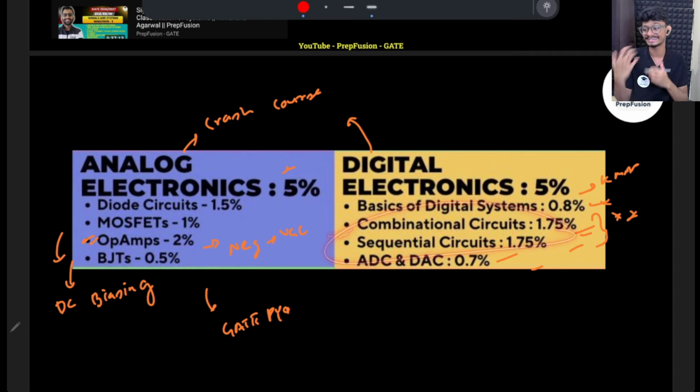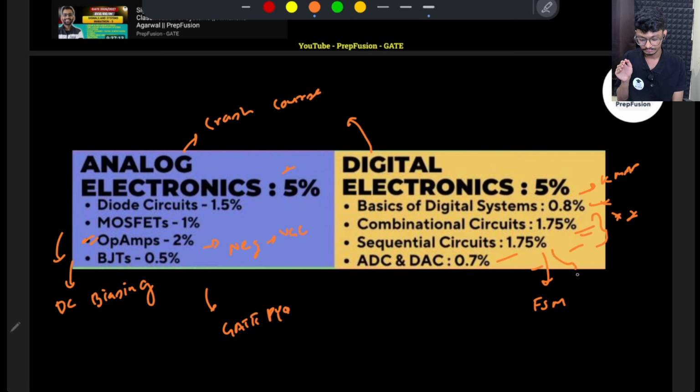Sequential, if you feel like it is a bit difficult or if you are not getting enough time, again you can cover it in a smart manner. So that may be the most important things that you can cover. You don't need to cover FSM. Finite state machine is not in GATE. I have not seen any questions from finite state machines, but mostly the flip-flops.